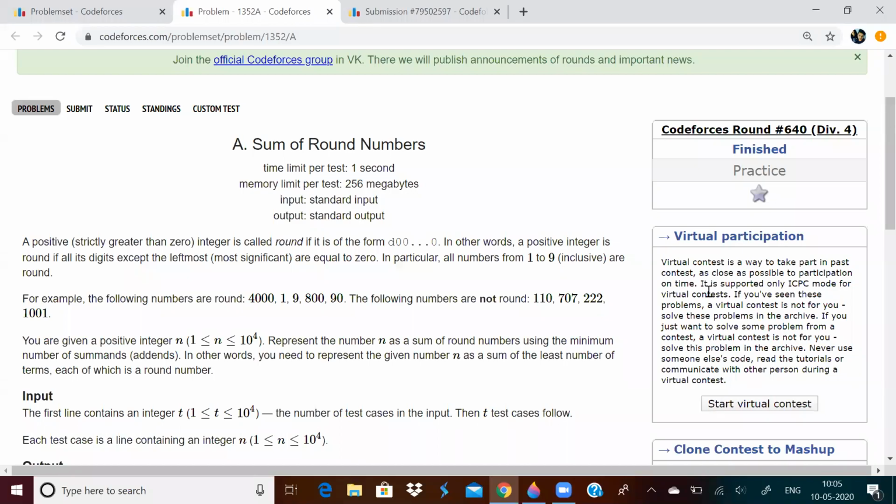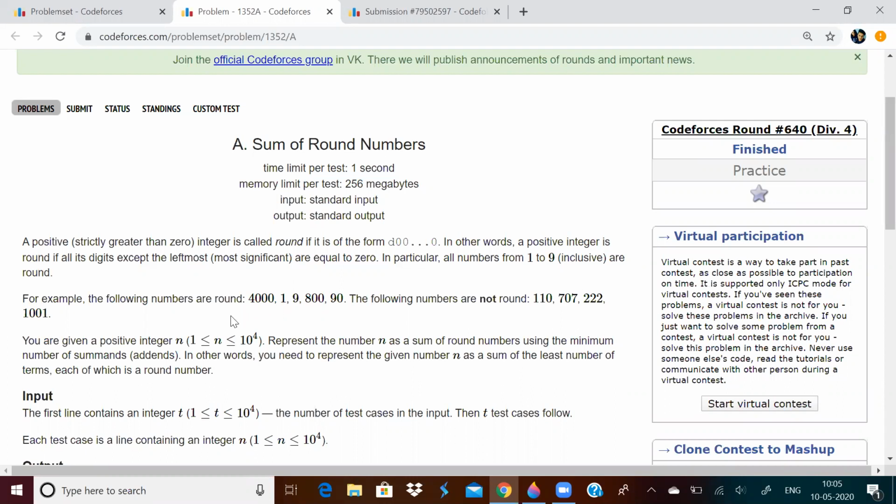Okay, so in this video, let us discuss Codeforces Round 640 Division 4 Problem A. A positive integer is called round if it is of form d0000 and so on. In other words, a positive integer is round if all its digits except the leftmost are equal to 0. All numbers from 1 to 9 are round. For example, the following numbers are round: 4000, 800. So basically, I think you have understood the question by now.